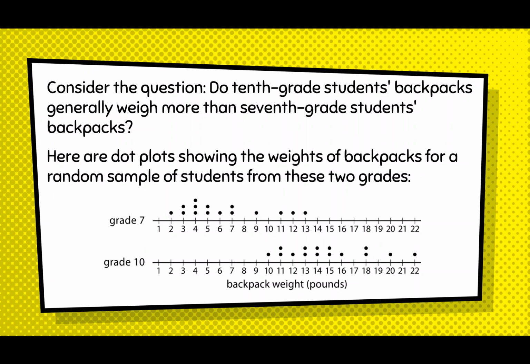So go ahead and answer in your head first. Do 10th grade students' backpacks generally weigh more than 7th grade student backpacks? And think of your reason why. While you've got that answer in your head, we're going to move forward and look at a few other questions that will help us to support that answer.